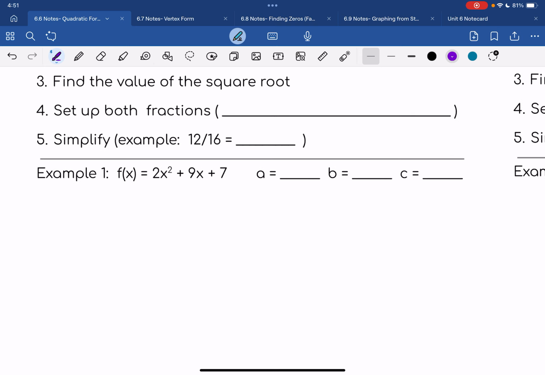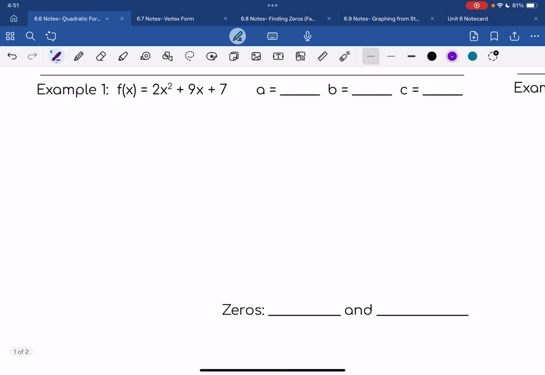So our first example here, we've got f of x equals 2x squared plus 9x plus 7. Our A value is 2, our B value is 9, and our C value is 7. So 2, 9, and 7, all positives to start out with this first one.